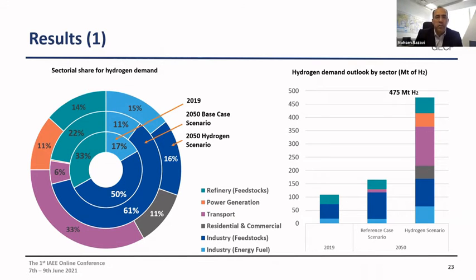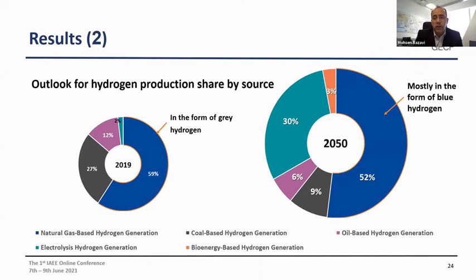Even, for example, recently the IEA also published its net zero scenario. And in that scenario, the forecast for hydrogen is 520, if I'm not mistaken. Even the Hydrogen Council also sees around 530 million tons of hydrogen by 2050. The next slide will show the source of the hydrogen.